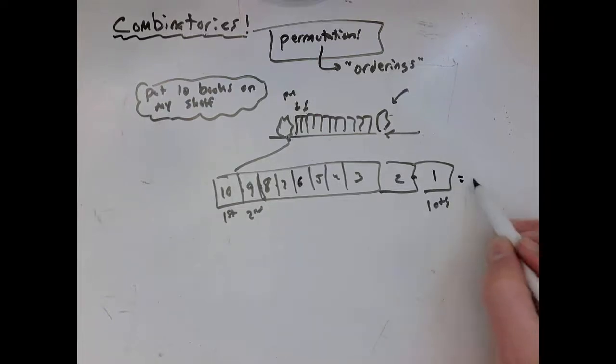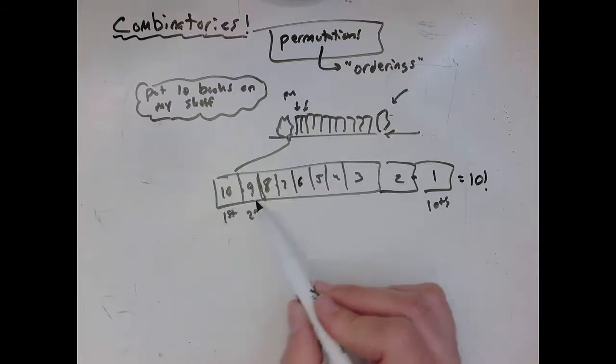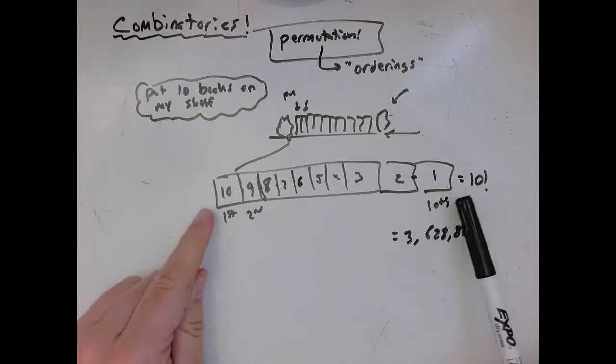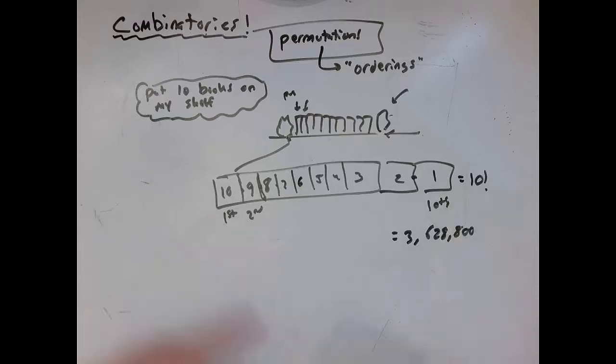So as I said in the last video, a shorthand way of notating 10 times 9 times 8 all the way down to 1 is 10 exclamation mark, where the exclamation mark is called factorial. So you'd call this 10 factorial. How big is that? That is 3,628,800, which might seem large. That's a very large number of different ways you could put 10 things in order.